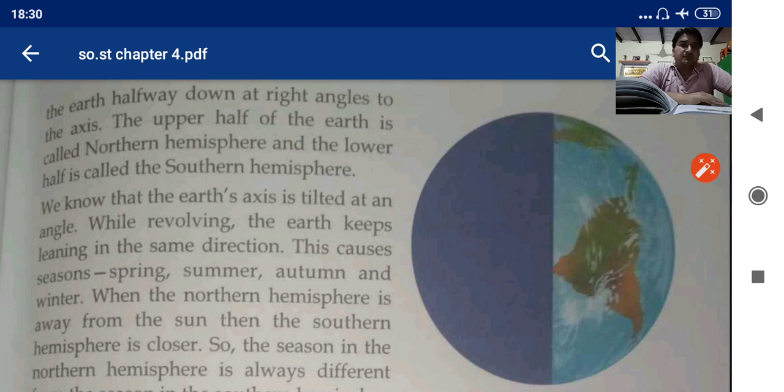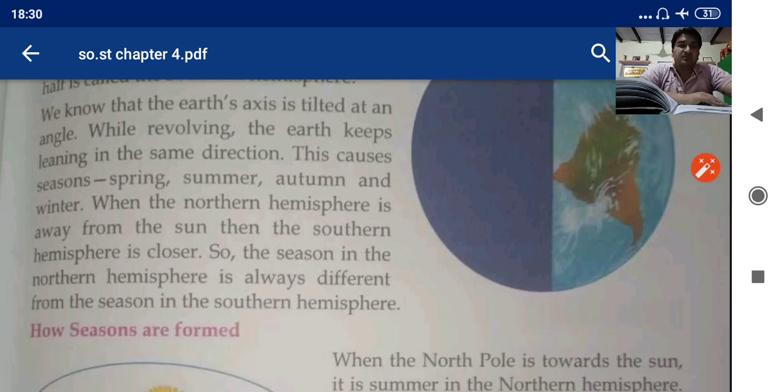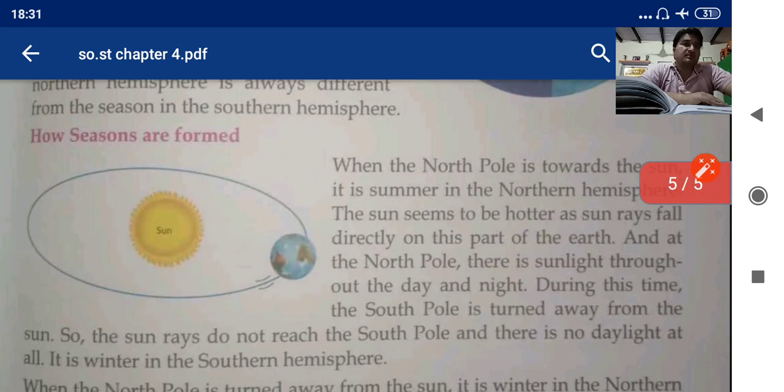When northern hemisphere is away from the sun, then the southern hemisphere is closer. होता क्या है कि जिस समय नॉर्दर्न हेमिस्फीयर सन से दूर होता है उस समय सदर्न हेमिस्फीयर क्लोज होता है. सो द सीजन इन नॉर्दर्न हेमिस्फीयर इज ऑलवेज डिफरेंट फ्रॉम द सीजन इन द सदर्न हेमिस्फीयर. तो इसी वजह से नॉर्दर्न हेमिस्फीयर और सदर्न हेमिस्फीयर में सीजन्स का बहुत फ़र्क होता है. हाउ सीजन्स आर फॉर्म्ड? अंडरस्टैंड दिस.